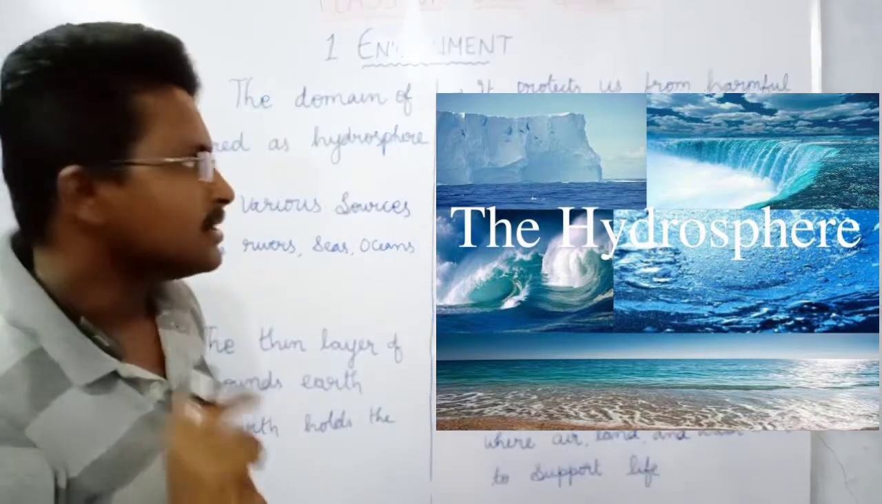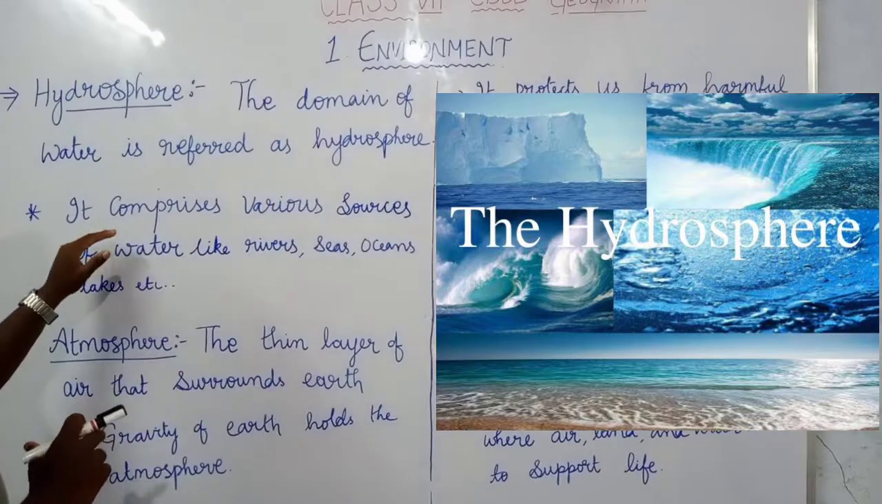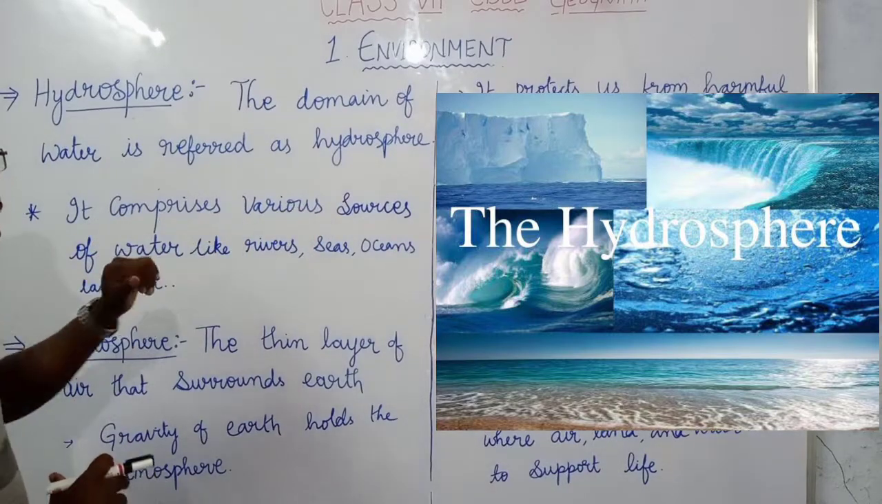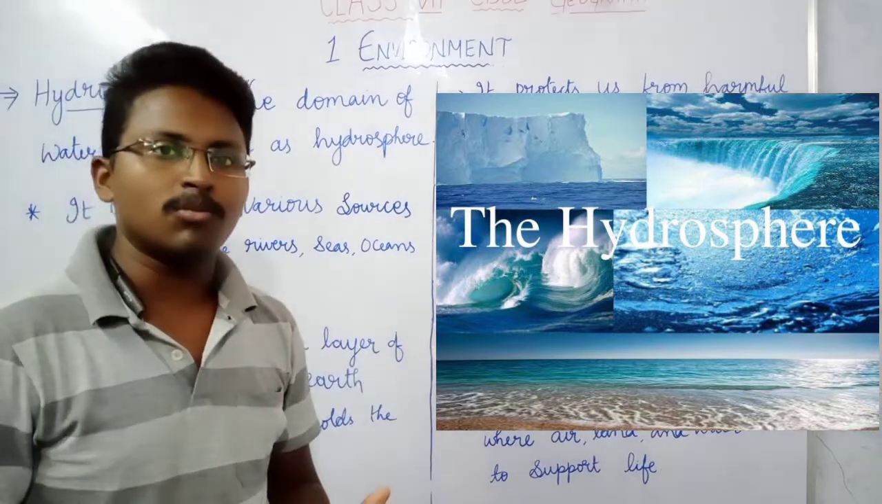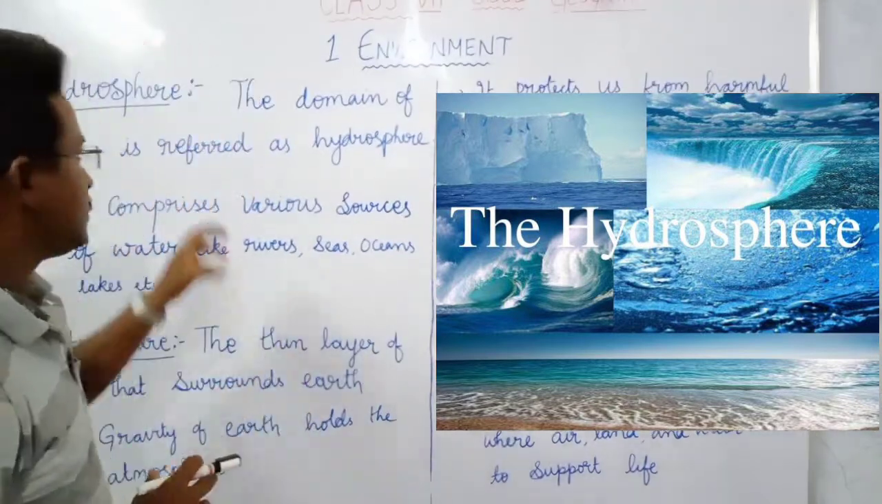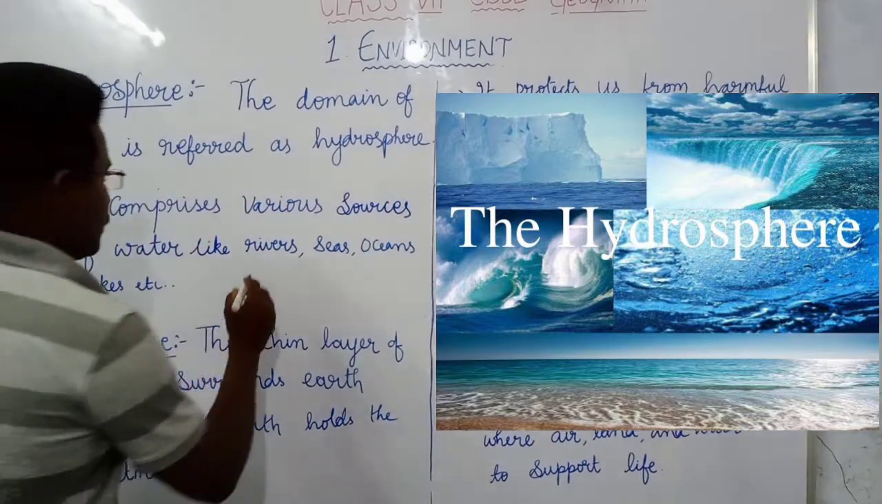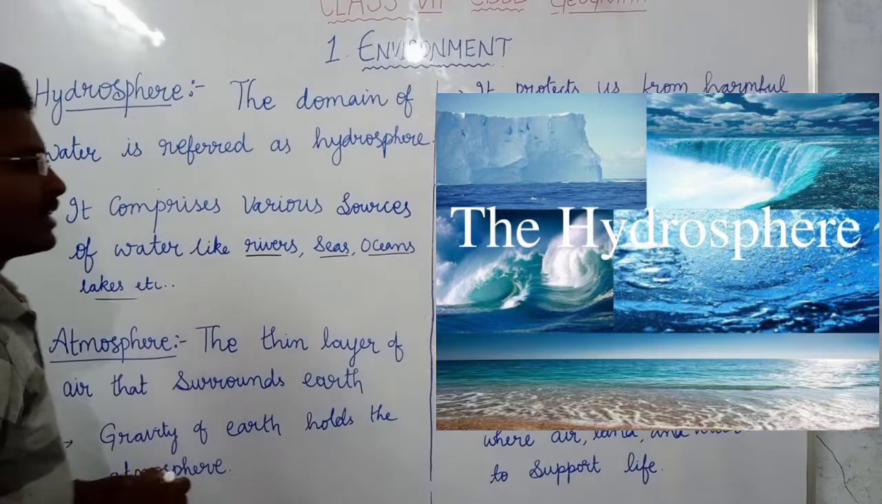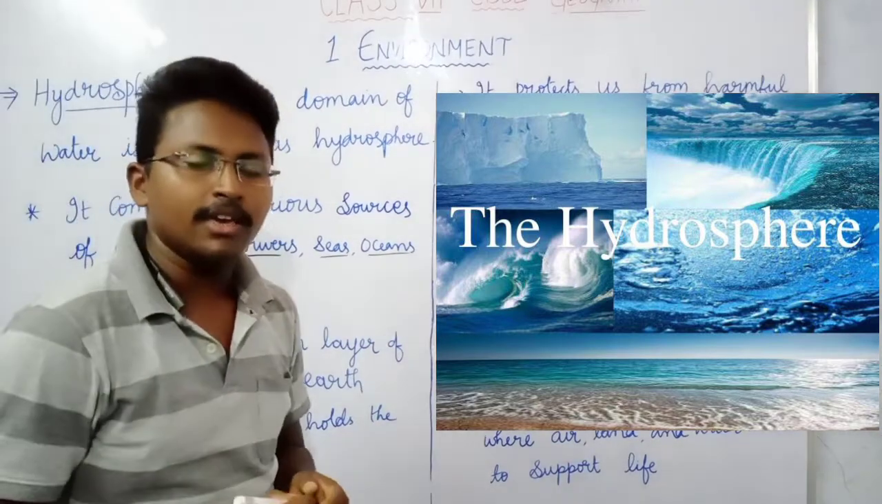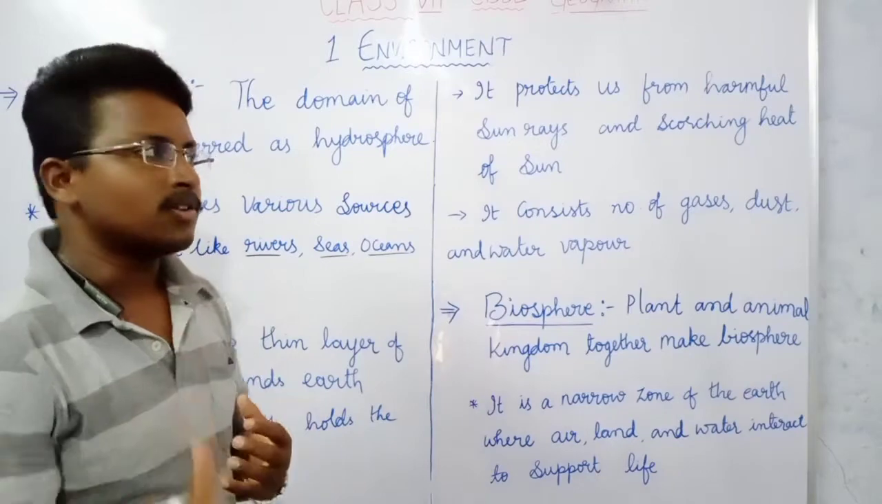Then what are its features? It comprises various sources of water. Just now I told, wherever we find any kind of water bodies, we call it hydrosphere. For example, you can take rivers, seas, oceans, lakes, etc. Any kind of water body, we may call this hydrosphere.